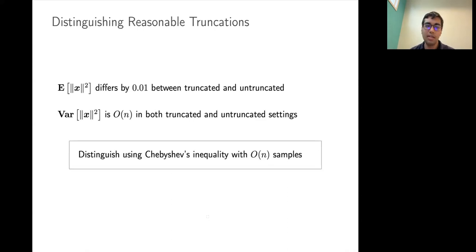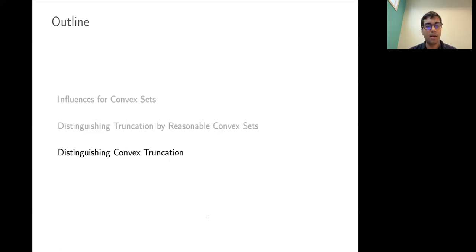Chebyshev's inequality says that you should estimate the squared length of samples up to constant accuracy. And the probability of getting a false positive is going to be whatever constant you want, as long as you have linear in n samples. Right, so let me now quickly tell you how to distinguish unreasonable truncation.